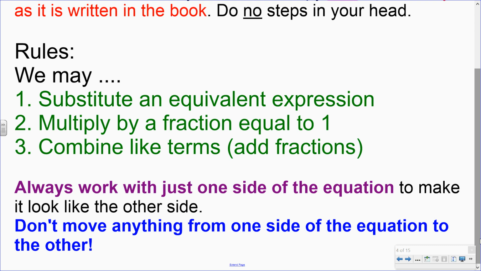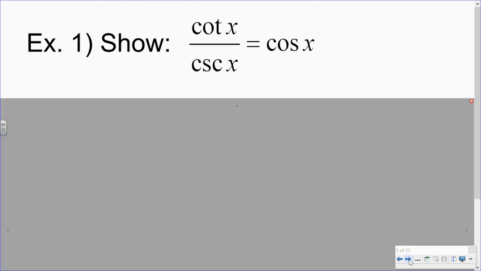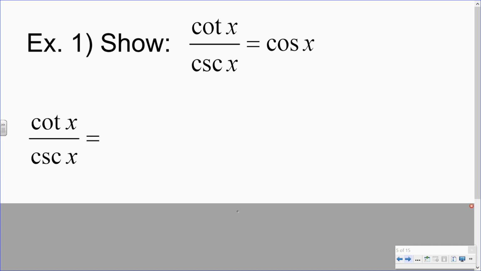So let's start out with a couple of very simple trig identities. So the book will say things like show cotangent x over cosecant x equals cosine of x. First thing we need to do is to decide which side we want to start with. So you decide left or right which looks messier, and I'm going to take your vote. How many think left looks messier? Okay, that's pretty much every hand going up. So we will start out with the left-hand side.